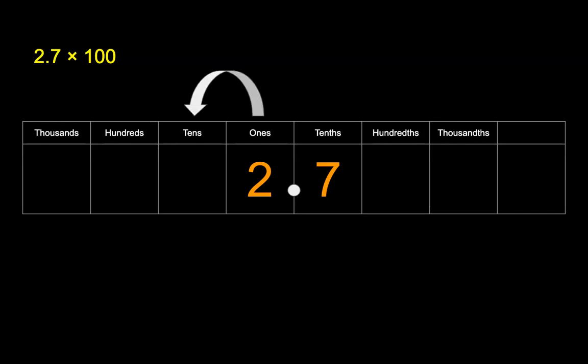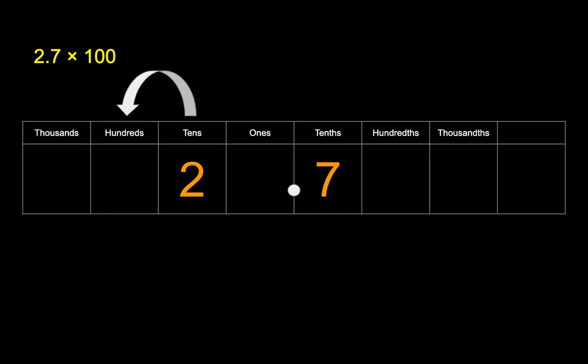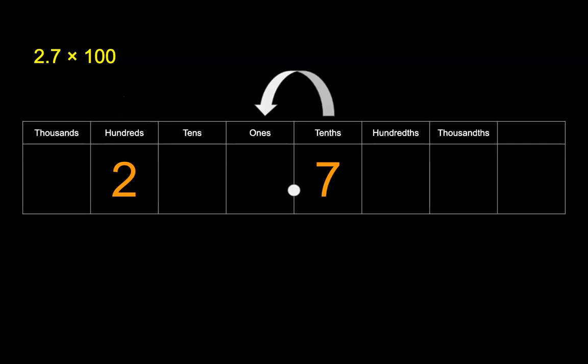Right. The 2 digit jumps from the ones column to the tens. It's now 10 times bigger. It jumps from the tens column to the hundreds column. It's now 100 times bigger. So we've done the 2. The 7 jumps over the decimal point. So it's now 7 ones. And now it jumps to the left again. It's now 7 tens. And we've done our job.